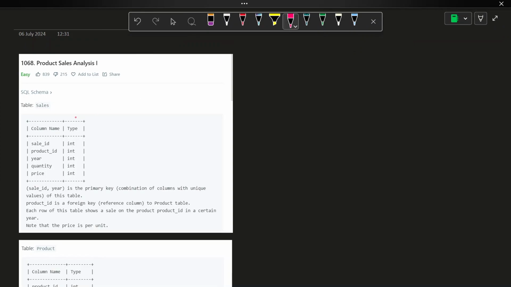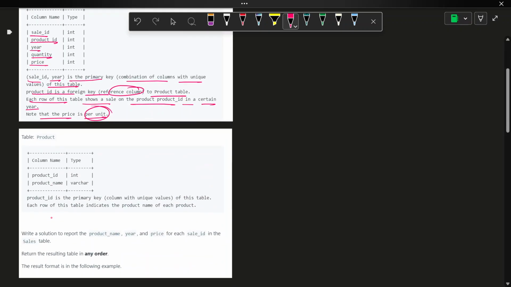The problem states that there will be one table, Sales. The column names are sale ID, product ID, year, quantity, and price. All are integer type. Sale ID and year are the primary key here, a combination of columns with unique values in this table. Product ID is a foreign key referencing the Product table. Each row of this table shows a sale on the product ID in a certain year. Note that the price is per unit.